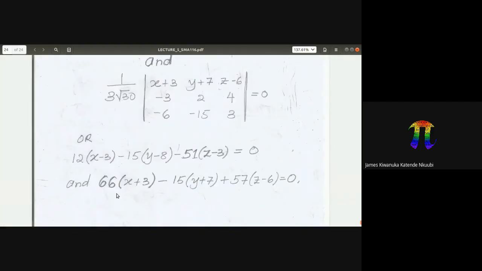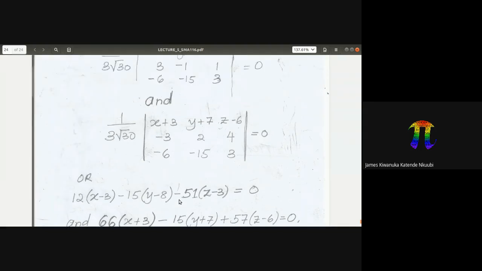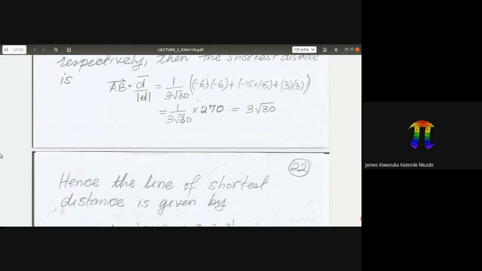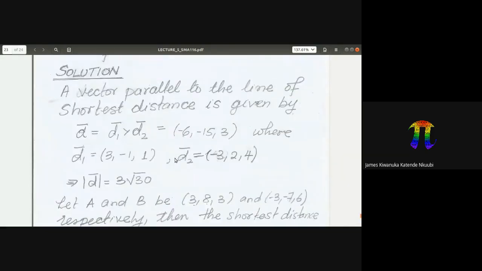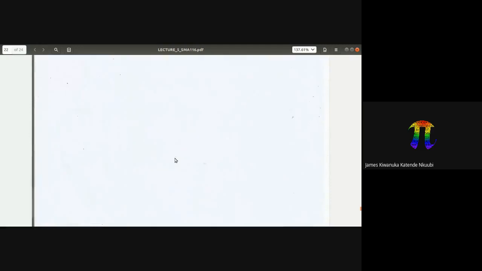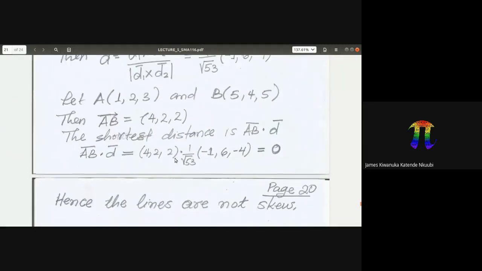And it's okay to leave your answer in this form, the two planes. You say that it's the intersection of the two planes that will give you the line. If you want, you can go further and find the actual equation. But for our purposes, this is sufficient. So I think this will complete our work on lines and planes. So the next thing we'll look at is spheres.